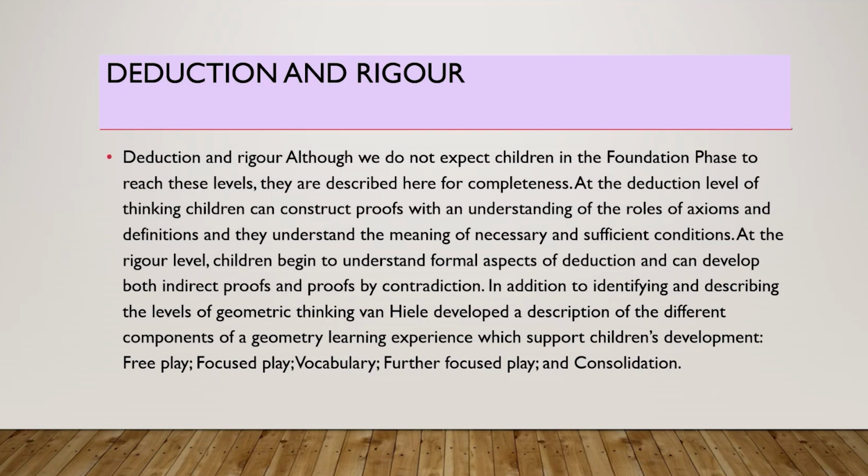Then we have the deduction and the rigor. Although we do not expect children in the foundation phase to reach these levels, they are described here for completeness so that you understand the whole aspect of Van Hiele's levels. At the deduction level of thinking, children can construct proofs with an understanding of the roles of axioms and definitions, and they understand the meaning of necessary and sufficient conditions. At the rigor level, children begin to understand the formal aspects of deduction and can solve geometry problems, and can develop both indirect proofs and proofs by contradiction.